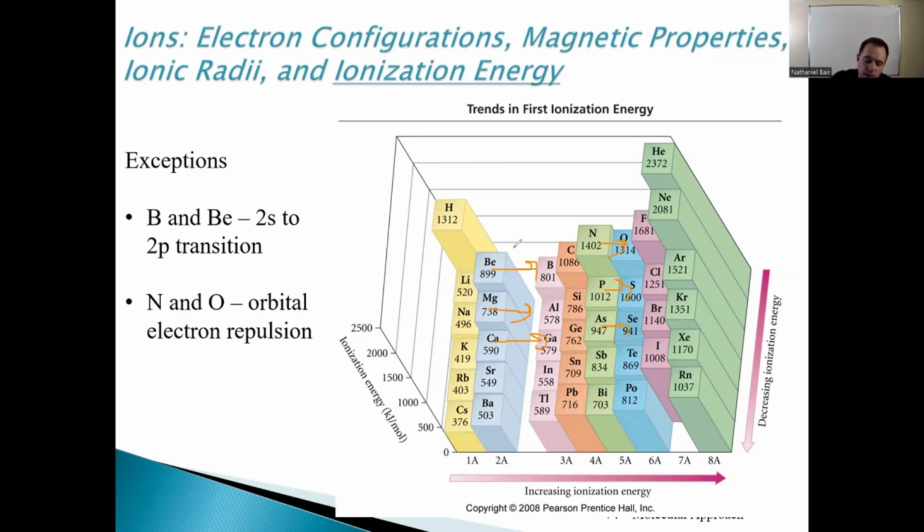Okay, well, I call this the S to P drop, and I call this the P3 to P4 drop. And I want to explain these drops to you. So let's start with beryllium and boron and get right to it. So here's what we need to do.